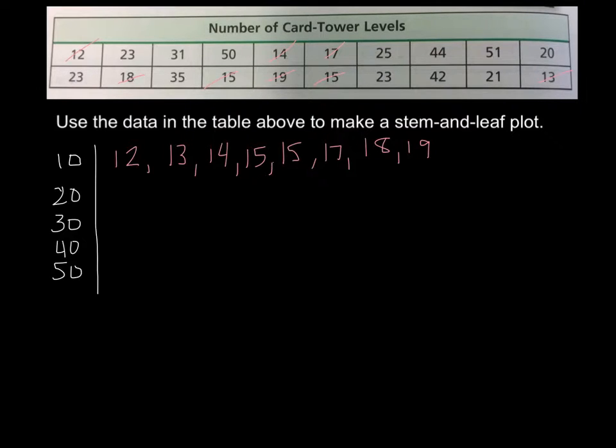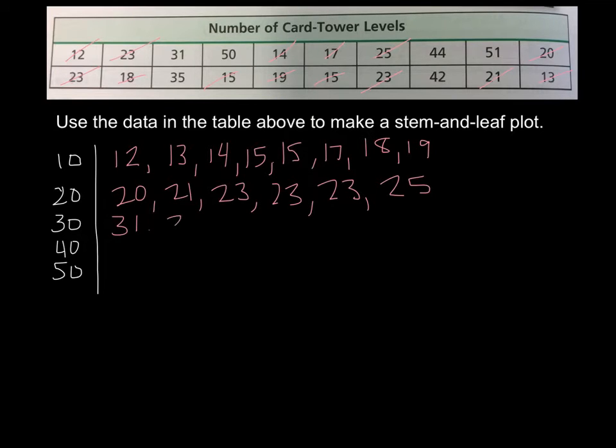Then for my 20s, I have a 20, a 21, three 23s, and a 25. So I'm going to mark those off. Okay, so then for 30s, I have a 31 and a 35, right on top of each other. For 40s, I have a 42 and a 44. And then I have a 50 and a 51 left over.